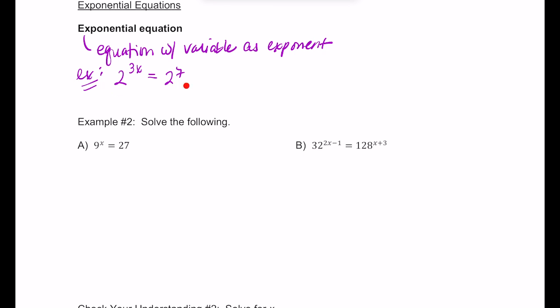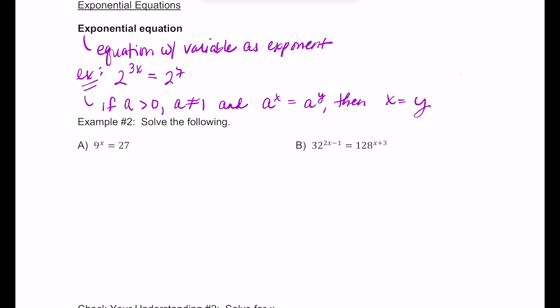So the way we solve it is, if a is greater than 0, remember that we get that a from the form of an exponential equation, a to the x. So if a is positive, and if it doesn't equal 1, and a to the x equals a to the y, then that tells me that x has to equal y.